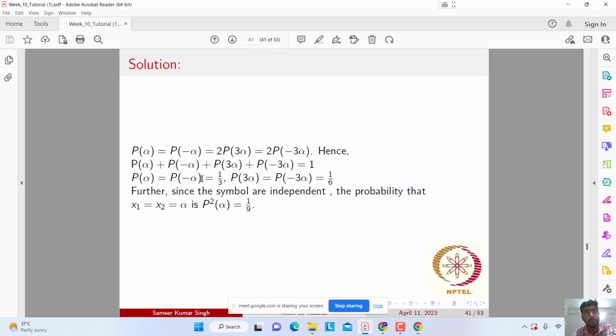The sum of all probability events would be 1. Using this condition, we find the values of probability of alpha and probability of 3 alpha. According to the question, probability of alpha and probability of minus alpha are equal. Similarly, probability of 3 alpha is equal to probability of minus 3 alpha. We get 1 by 3 and 1 by 6. So we have to pick alpha and minus alpha. Both are independent, so we multiply both terms, and this will be 1 by 9. Is it clear to everyone?